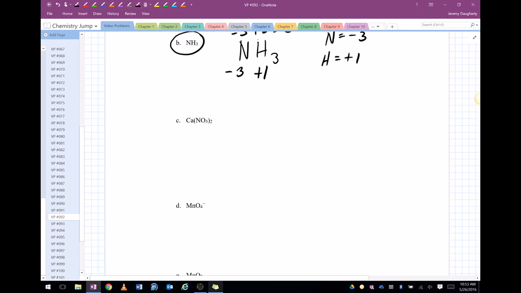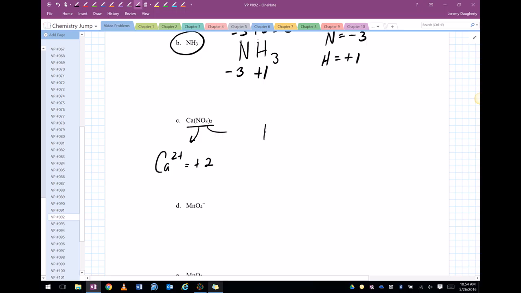Calcium nitrate. Anytime you have an ionic compound, you want to break this up into its ions. So first we have calcium. All right. And the rule is the oxidation state of a monatomic ion is the same as its charge. So its oxidation state is positive 2.